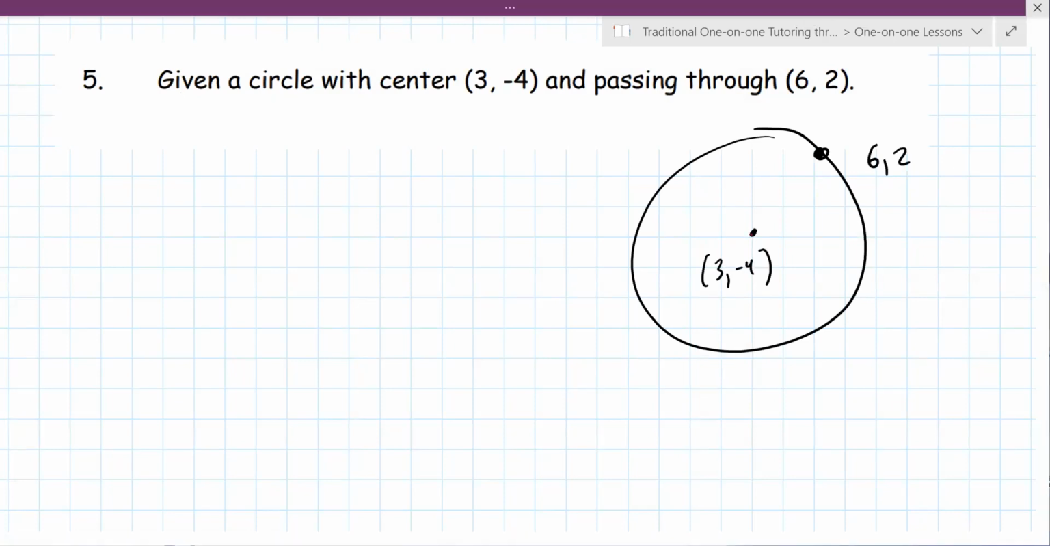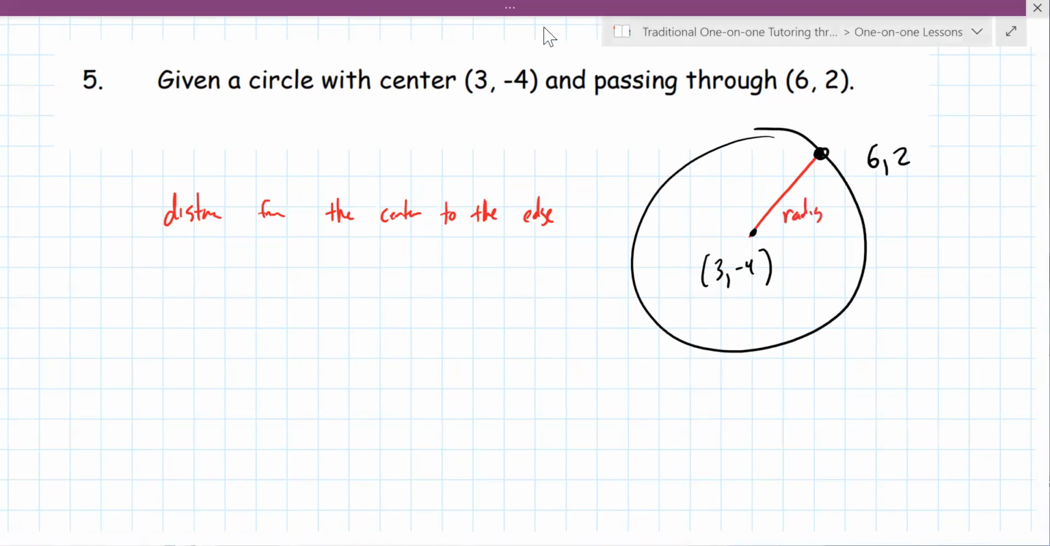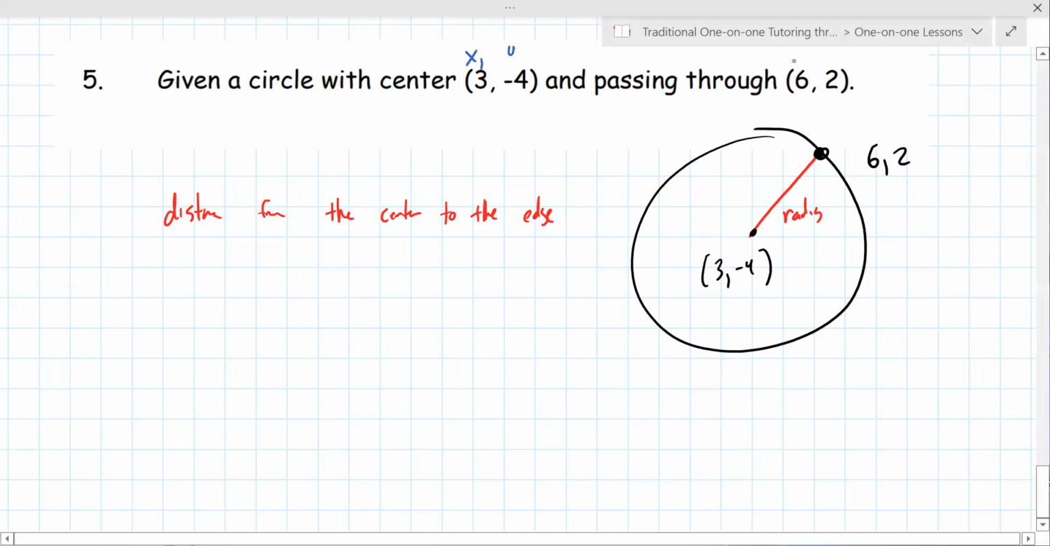What does what I've drawn in red represent? That's a radius. So we need to find the distance from the center to the edge, which is the radius. You're going to use the distance formula, Sourish. Do you have the distance formula written down in your notes? Okay, so you're going to use the distance formula, x1, y1, x2, y2.